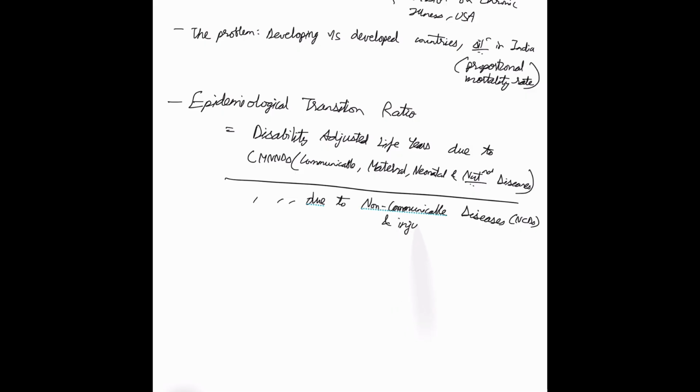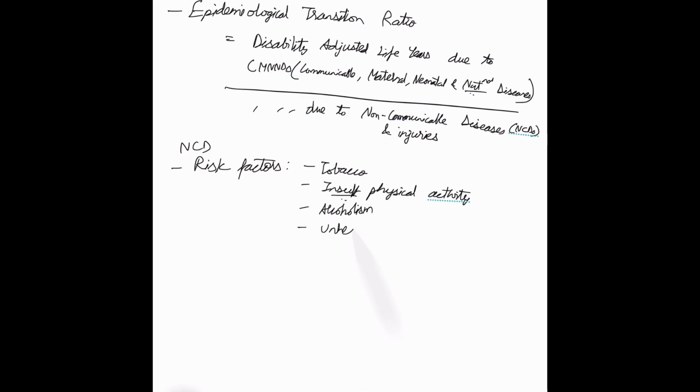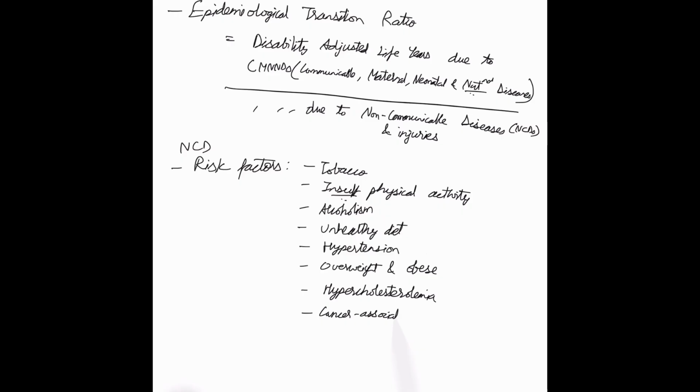We then see the various risk factors for non-communicable diseases such as tobacco usage, insufficient physical activity, alcoholism, unhealthy diet, hypertension, being overweight or obese or both, hypercholesterolemia, cancer associated infections, and environmental risk factors like occupational hazards, pollution, and possession of destructive weapons.